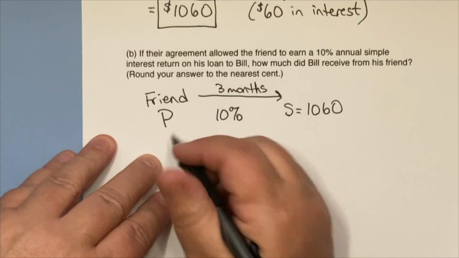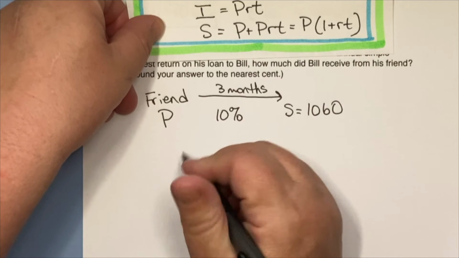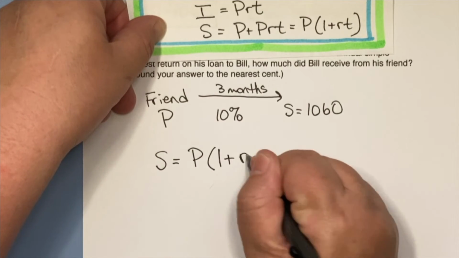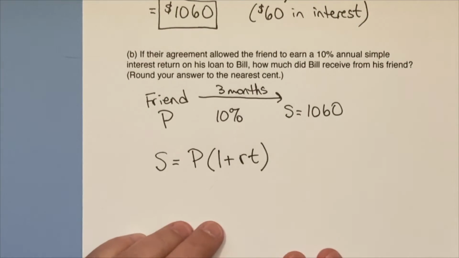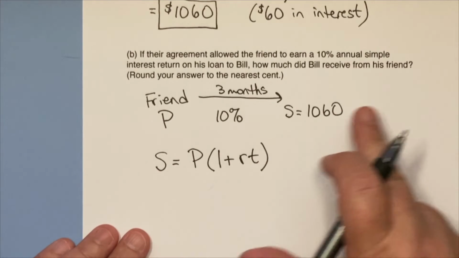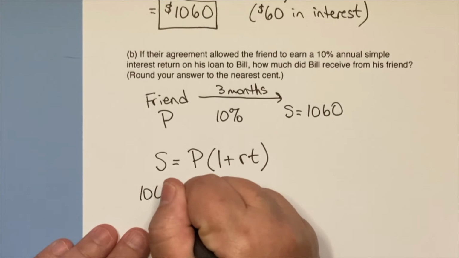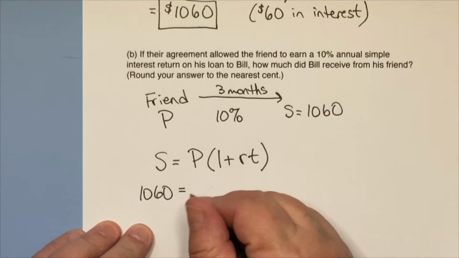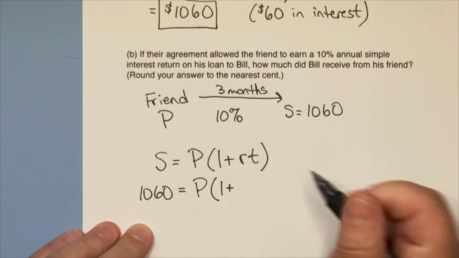So again, I'm going to bring in the formula for simple interest, and I'm going to use the format that looks like this: S equals P times the quantity 1 plus RT. And then I'm going to plug in the information I know. So this time I don't know P, I know S. Because I know the end result is the total value of the CD, which is 1,060. P, I don't know, so I'm going to leave it as a variable. 1 plus interest rate.